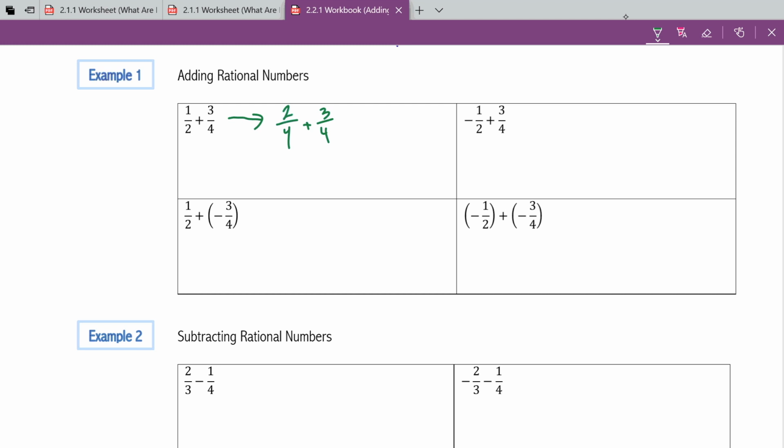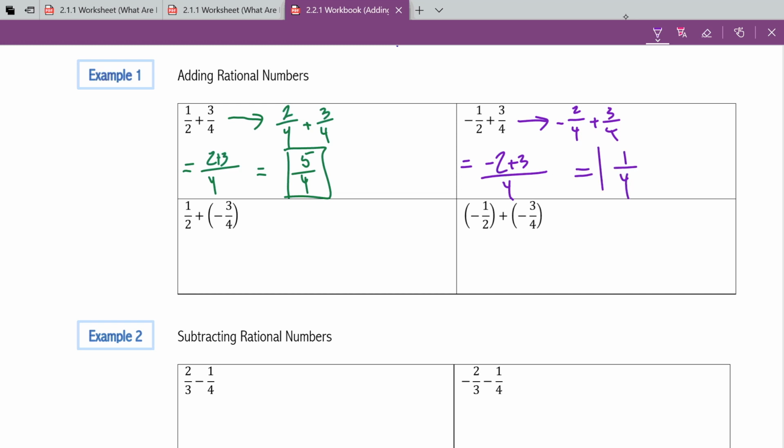Now we have common denominators. Now we can simply go 2 plus 3 on the top. The 4 stays the same. And this will be what? 5/4. All right, let's try -1/2 plus 3/4. Well, once again, we're going to bump up that first fraction, -1/2, to a fraction out of 4. Add to it 3/4. And now we're ready simply to add 3 to -2 and simplify to 1/4 like that.